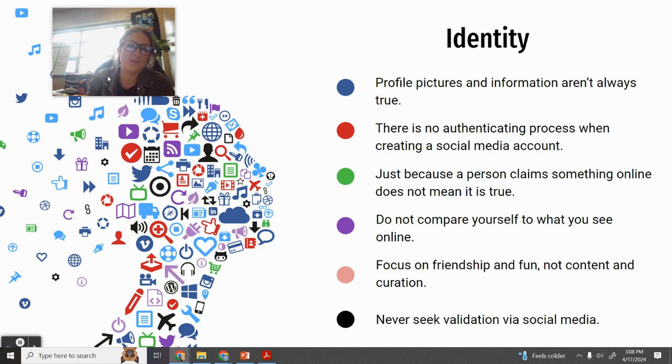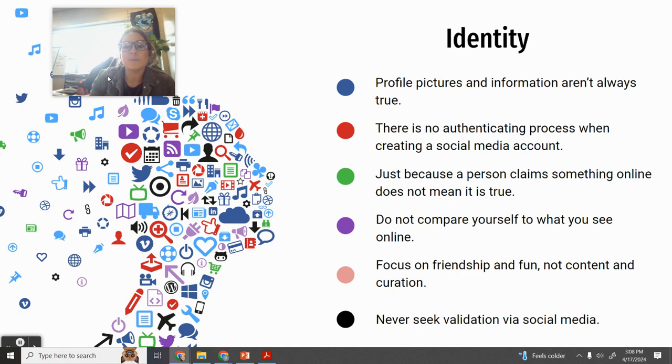Next, don't compare yourself to what you see online. So we kind of talked about that already. These influencers, they like to put on a persona. And while sometimes that persona might be true, you never know what's going on behind the scenes. And don't compare yourself to the digital life that you're seeing.